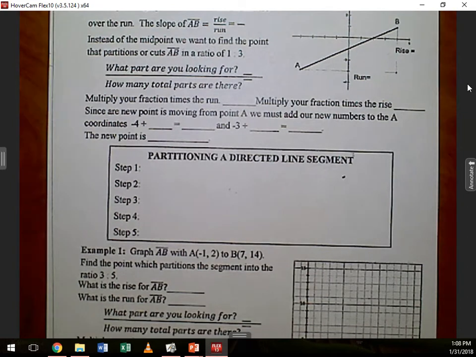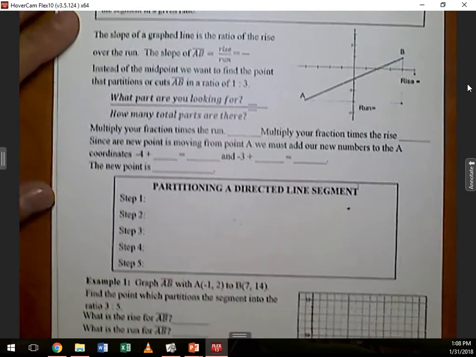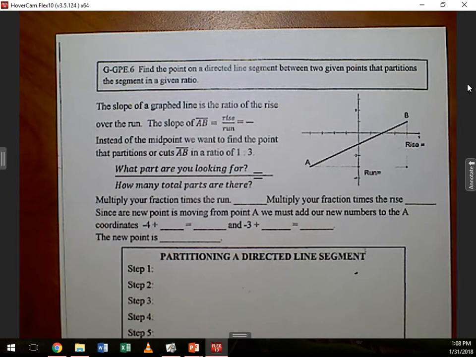All right, so for today, in today's notes, we are working on partitioning a directed line segment. And, yeah, it's kind of what we're doing, and you'll find out here in a minute.